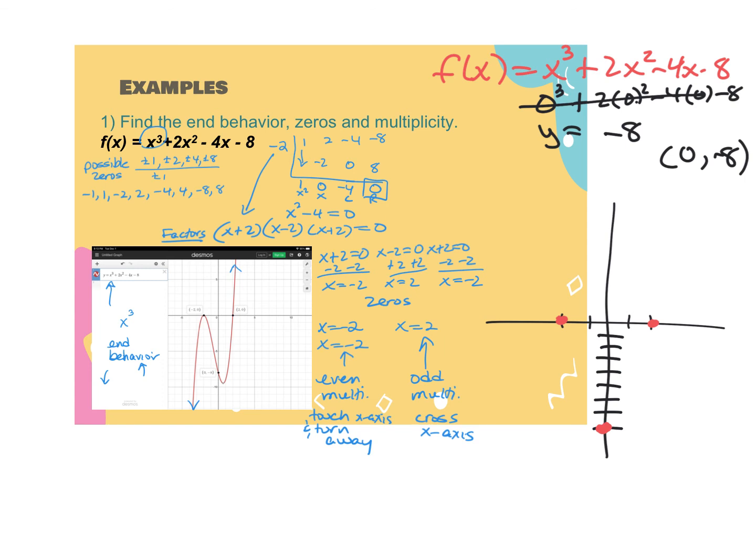Now, the next thing I can do is add in my end behavior. So again, remember end behavior for an x cubed graph falls left, rises to the right. Now I have to figure out how it wiggles in between. In order to do that, I need to find additional points. The way that I can do that is either I can pick x values and plug it back into the original, or I can do synthetic division and use my remainder theorem.